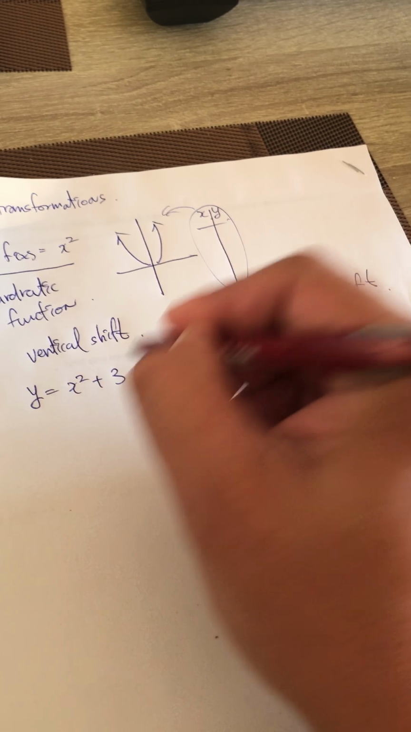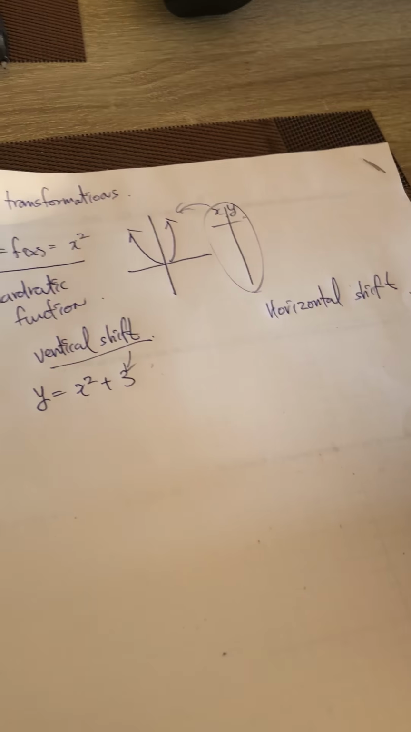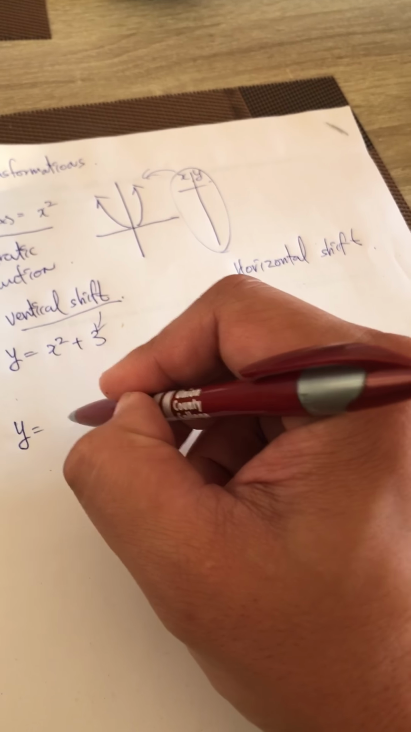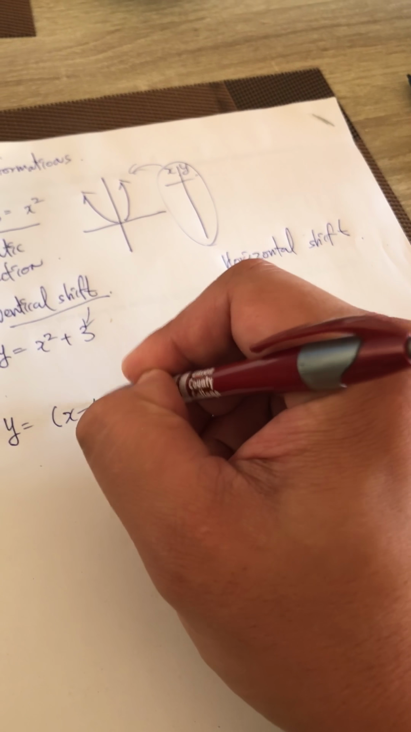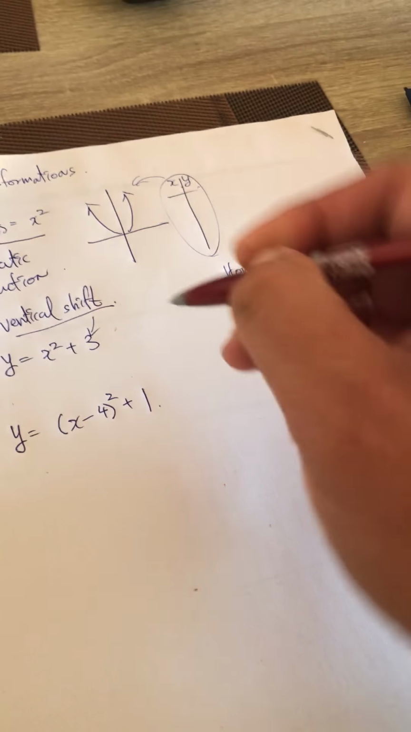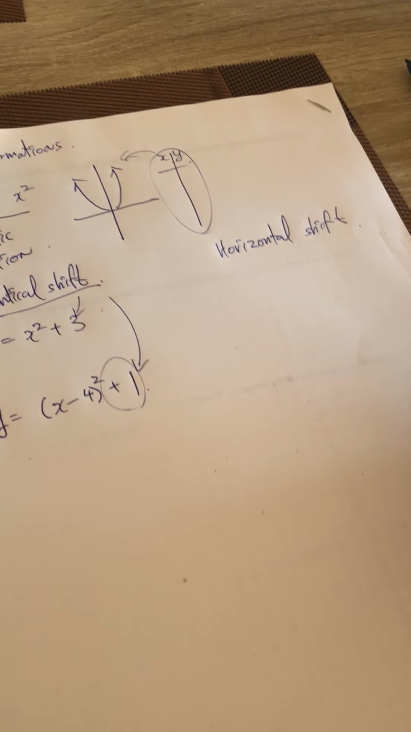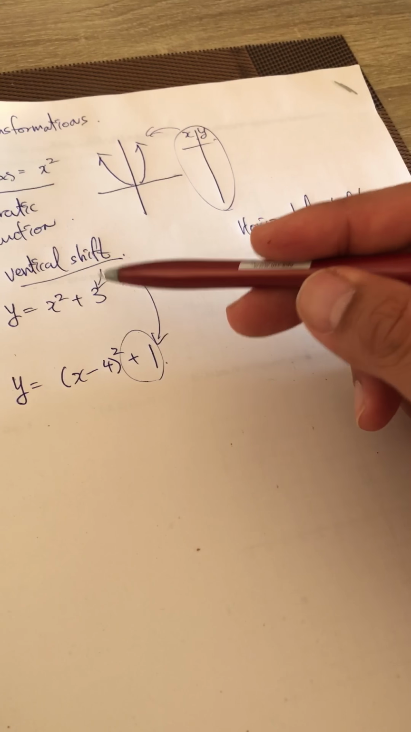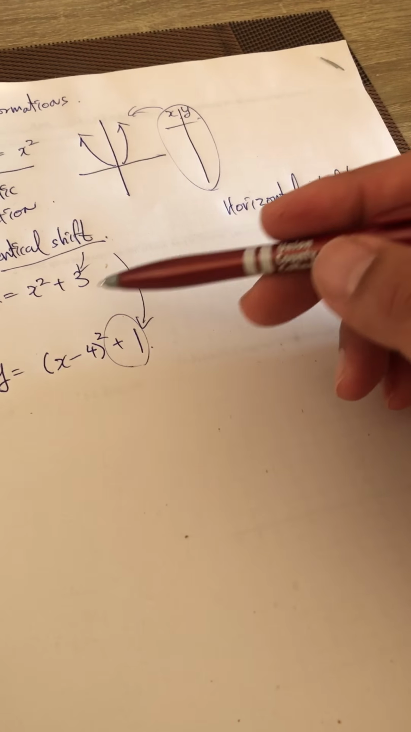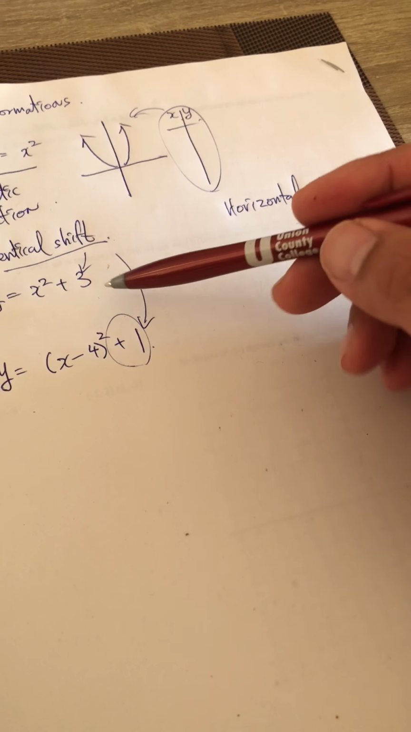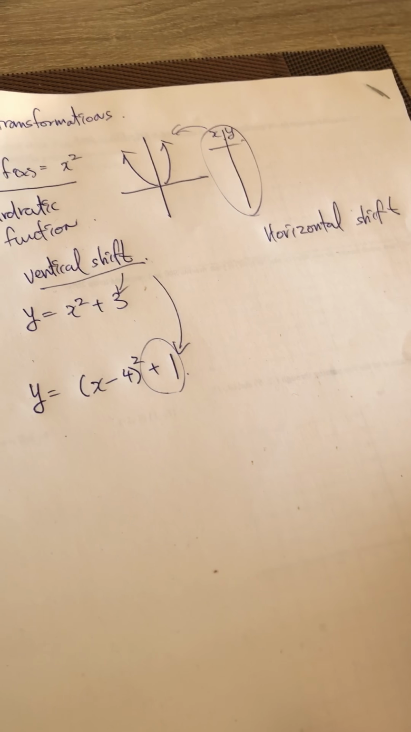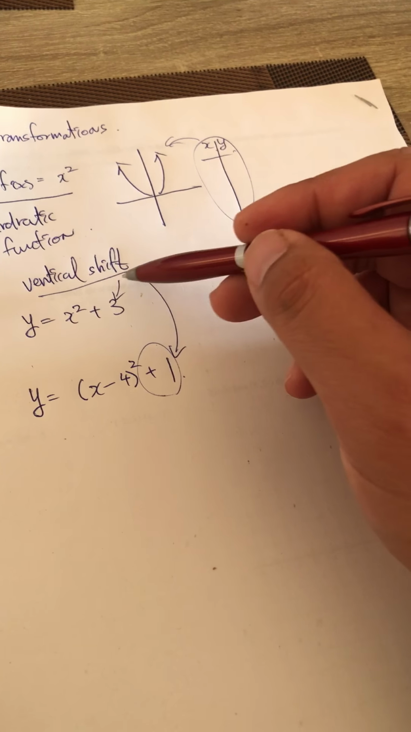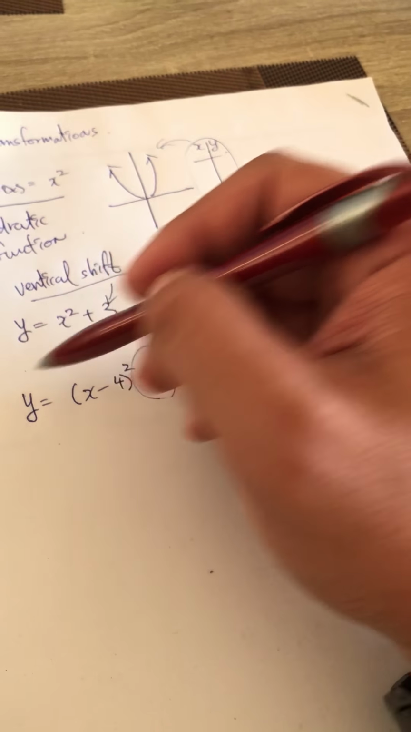x squared plus 3, obviously this becomes the vertical shift. And there's another format, y equals x squared, plus 2. This becomes the vertical shift, okay? So there are multiple ways to write it, but two common forms that we'd be able to recognize as vertical shift are these two.